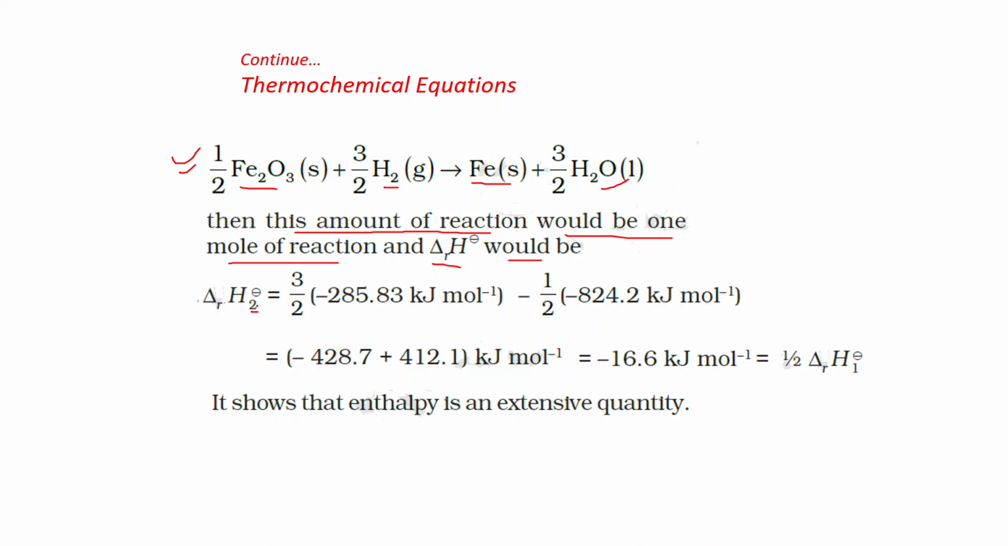Apply the same formula: sum of the standard enthalpy of formation of products minus sum of the standard enthalpy of formation of reactants. If we put the values and solve it, we get minus 16.6 kilojoule per mole. If this is compared with the standard enthalpy of reaction 1, which we discussed previously, then this is half of that one, but there is no change in the unit. The unit is kilojoule per mole. This shows that enthalpy is an extensive property, which means it depends on the amount of matter. Clear?